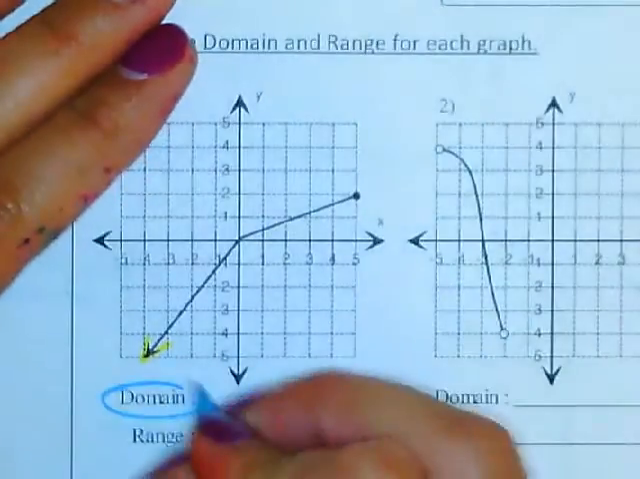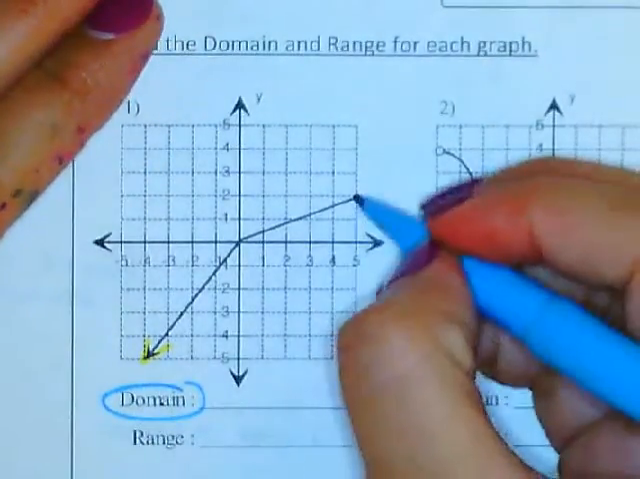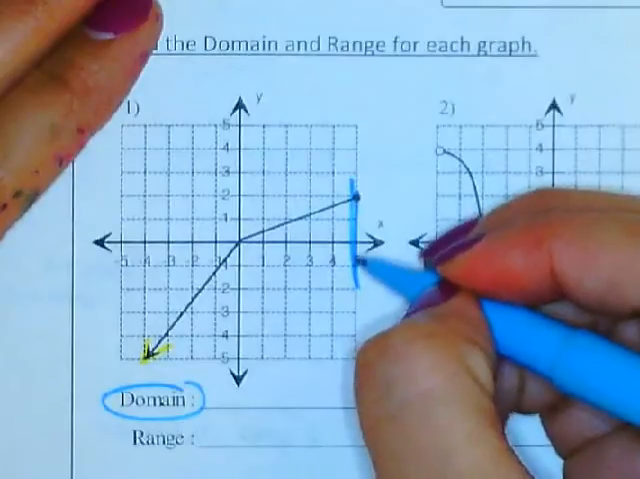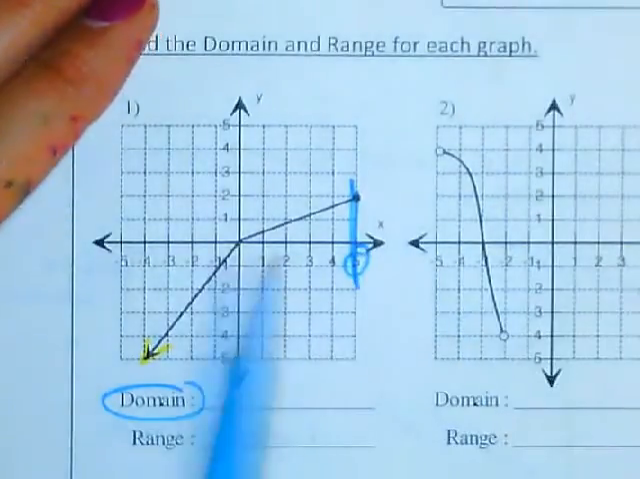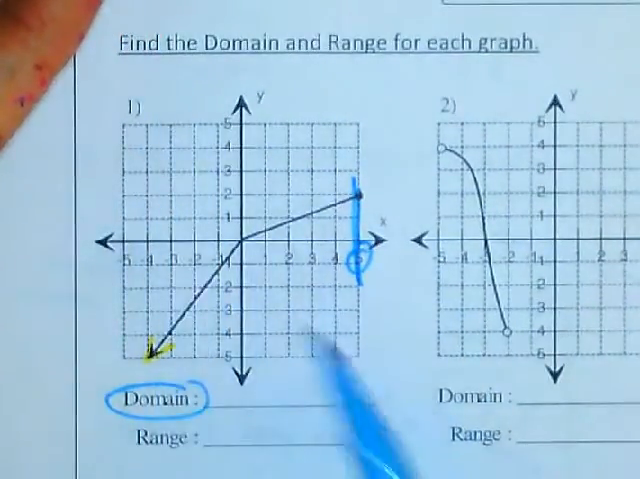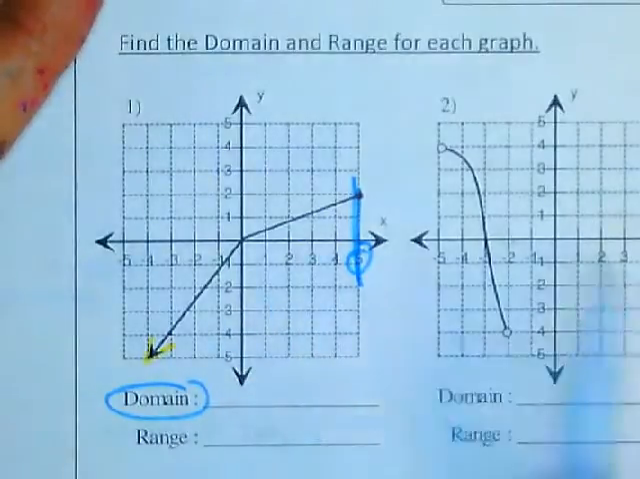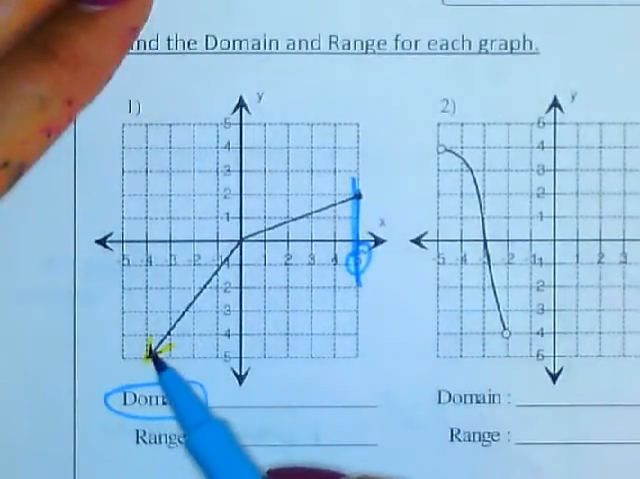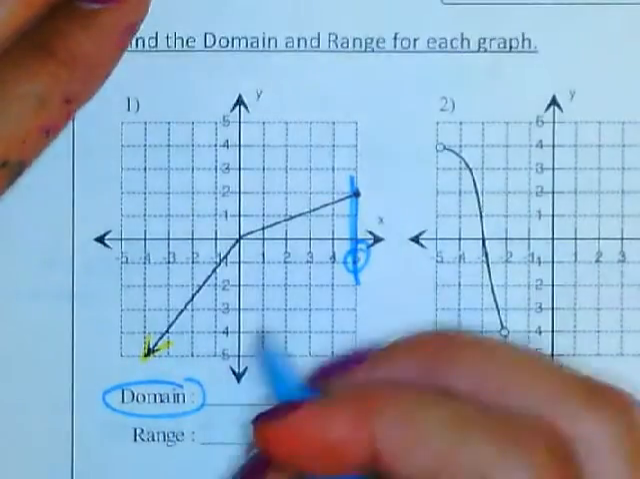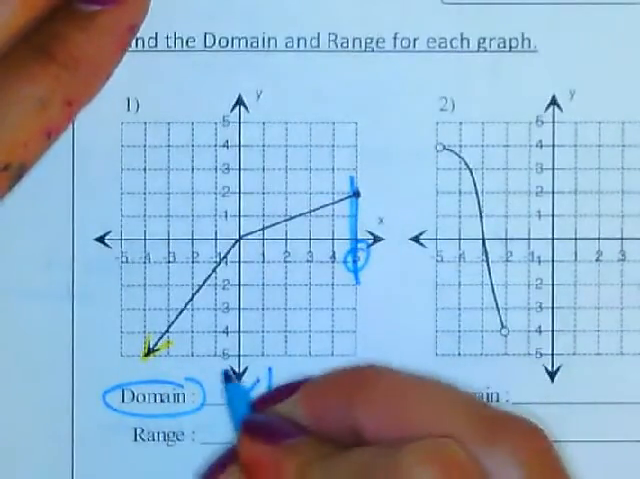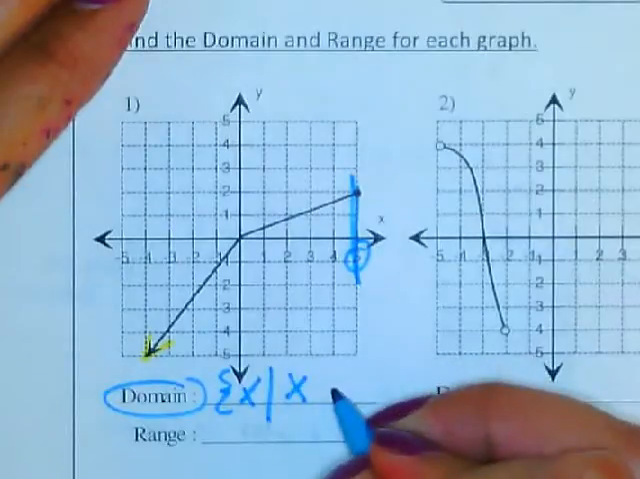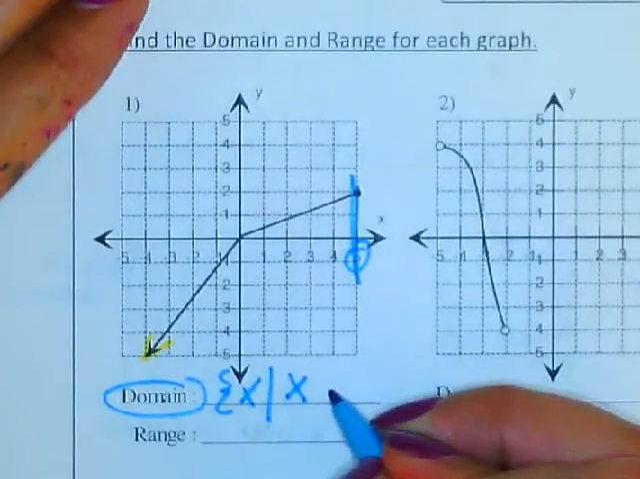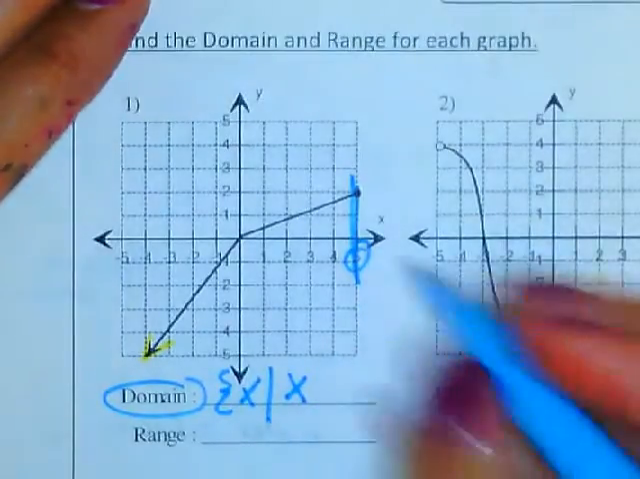So for the domain, which I'm going to do in blue, it's the x values. I know that it ends here at positive 5, but I have no way to know where it begins because the arrow goes down and down and down. So whenever that's the case, one of your endpoints is an arrow, you'll only have the set notation go this way. X is either greater than or less than whatever number this is.